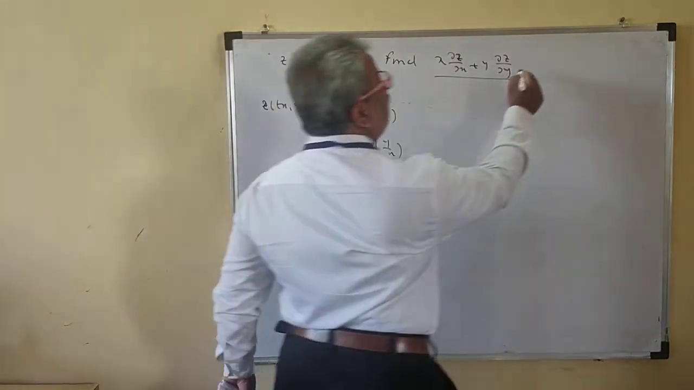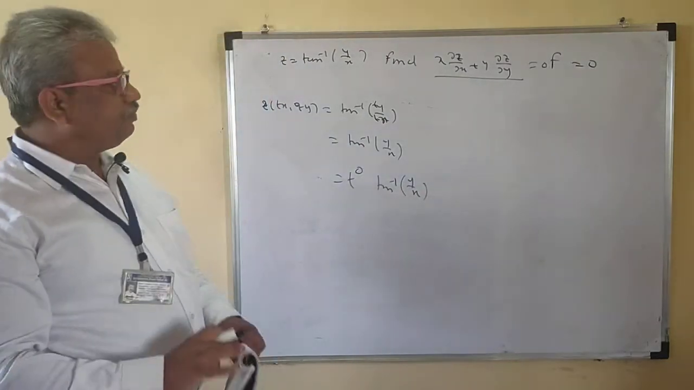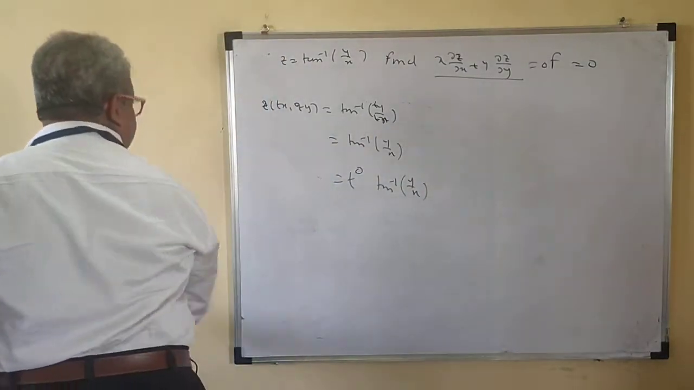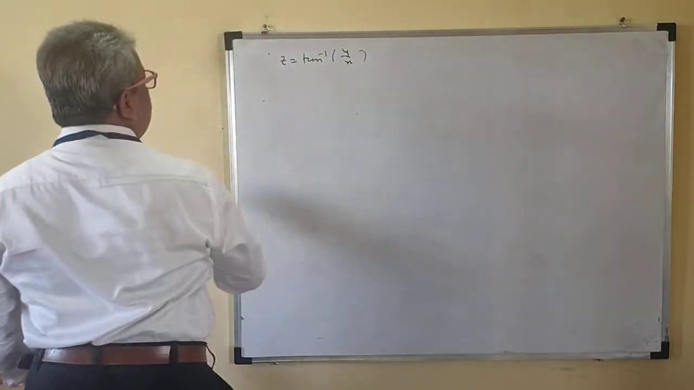So then this is 0 times f. That means it is 0. No need to find this. But usually, if they want the value of this one, what is it then?